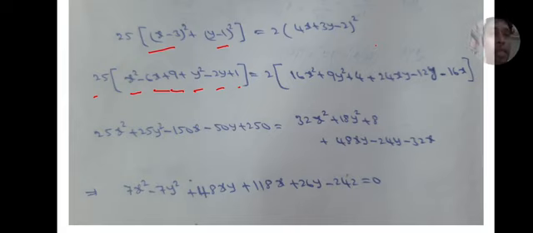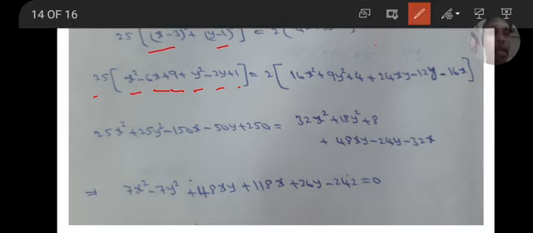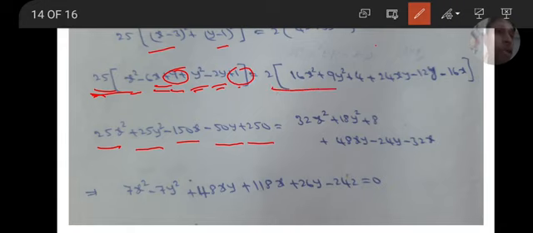So multiply with 25, we get 25 into x square, 25x square, 25 into y square, 25y square, 25 into 6, minus 150x, 25 into 2, minus 2y, 50y, 25 into (9 plus 1), 10, 25 into 10, 250. So multiply with 2, we get 32x square plus 18y square plus 8 plus 48xy minus 24y minus 32x.